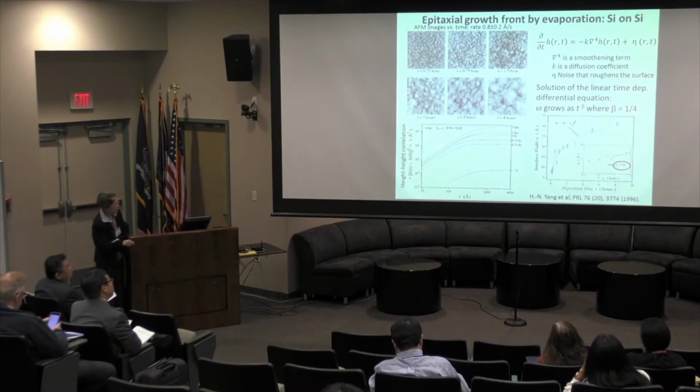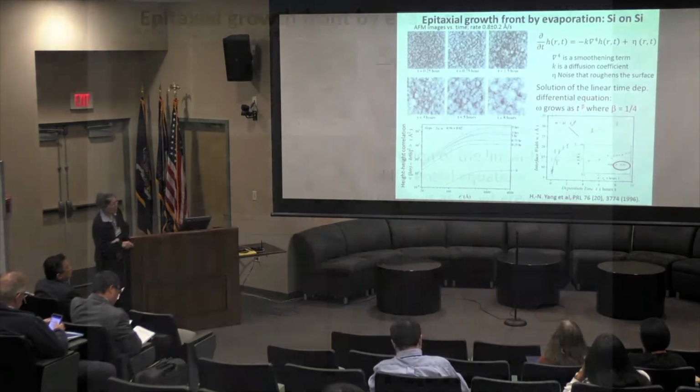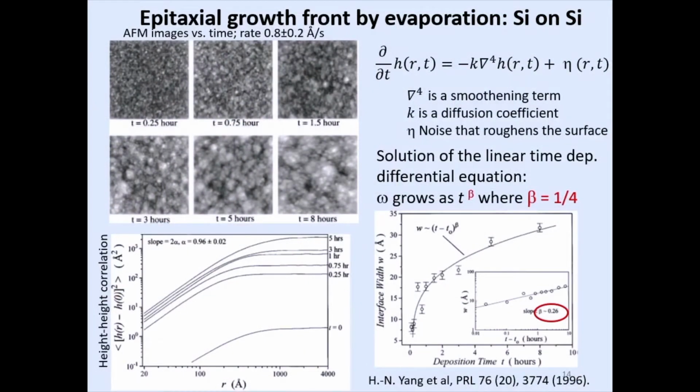So the smoothing effect and the noise, they always compete. That's how you determine if a surface is smooth or not smooth. So the bottom line is the solution of this linear differential equation actually gives you roughness as a function of time. This is not thickness, it's a function of time to a certain power law. And the power law value is 1/4.